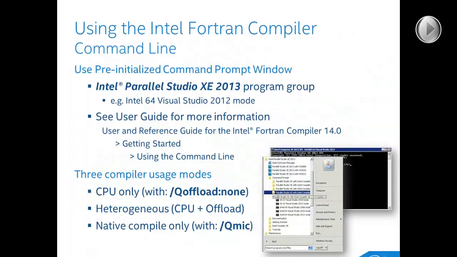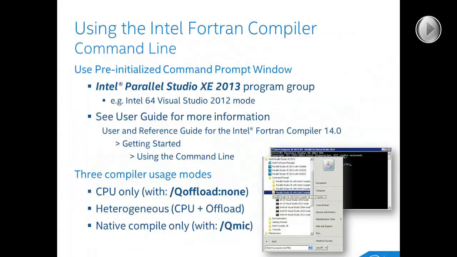If you aren't familiar with that, you can refer to the user's guide for a nice section about how to use the compiler from the command line. But from the command line, the compiler can be used in 3 usage modes. There's what I characterize as CPU only. This is where you would build executables that would run exclusively on the host CPU. Now, if you happen to have offload directives in the code, you can disable those with the qoffload none option that's shown on the foil. And that would, again, build an executable that would run exclusively on the host CPU.